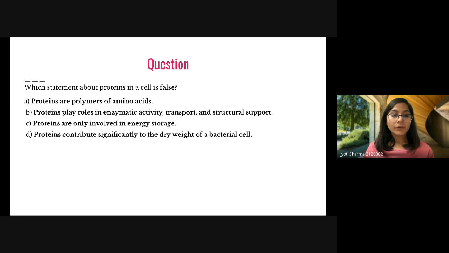Then we talked about that protein has a role in transportation as well. Aquaporins are made up of proteins. Then we also talked about that proteins have more weightage in the bacterial cell, because they make up 55 percent of the total dry weight. Then D is also not the answer. Then C is the right answer.